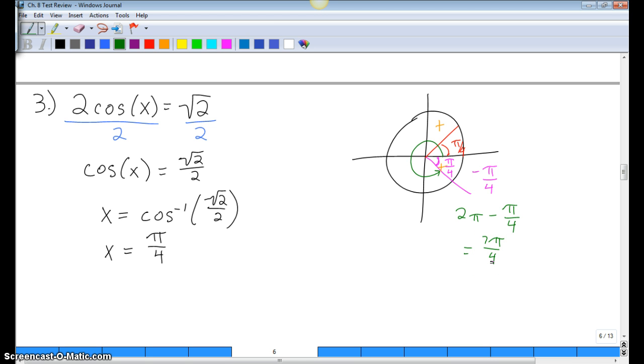Alright, so our second solution, we'll put this in black again: our first solution was pi over 4. The other angle that cosine is positive is down here, and that's 8 pi over 4 minus 1 pi over 4, or 7 pi over 4. And that is number 3.